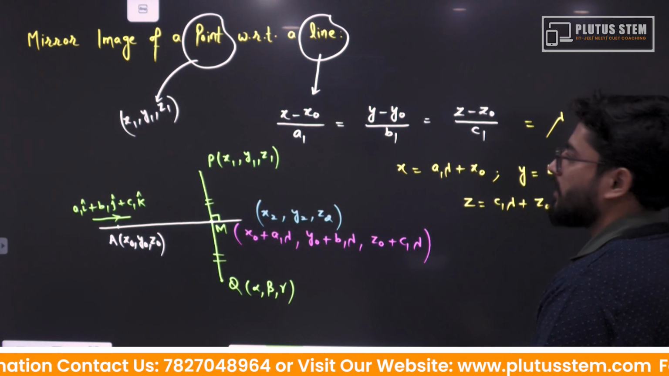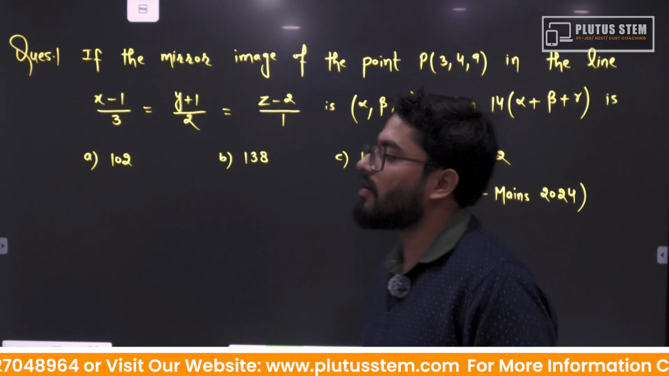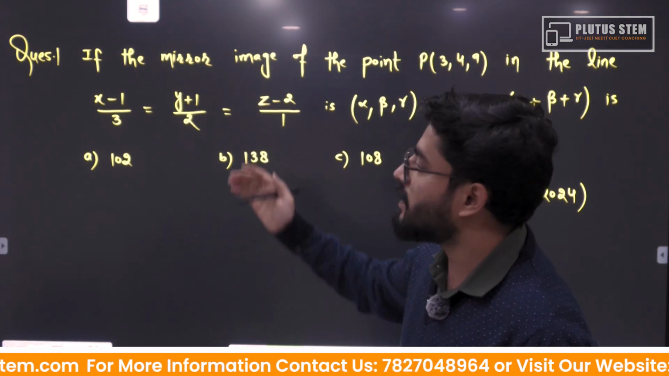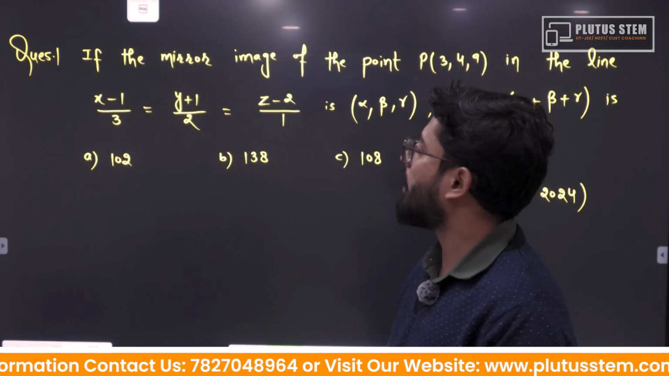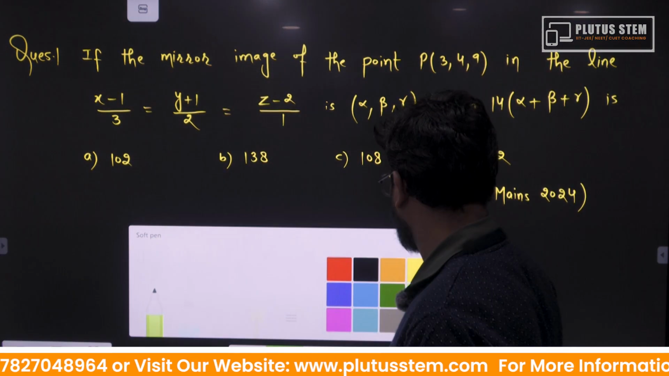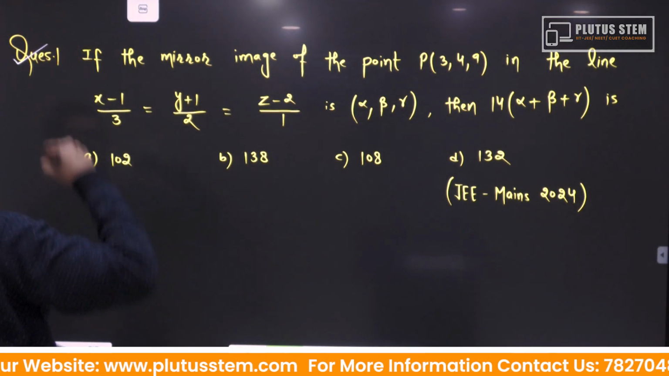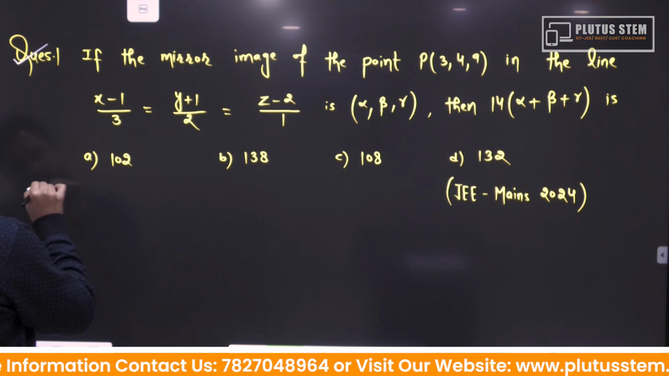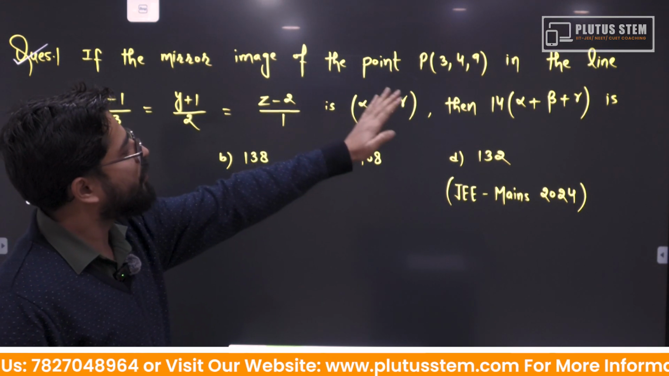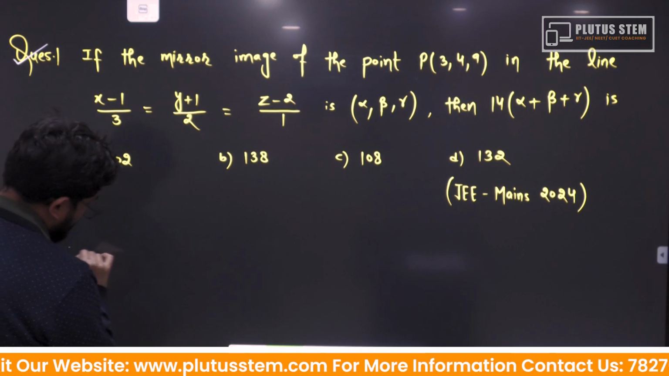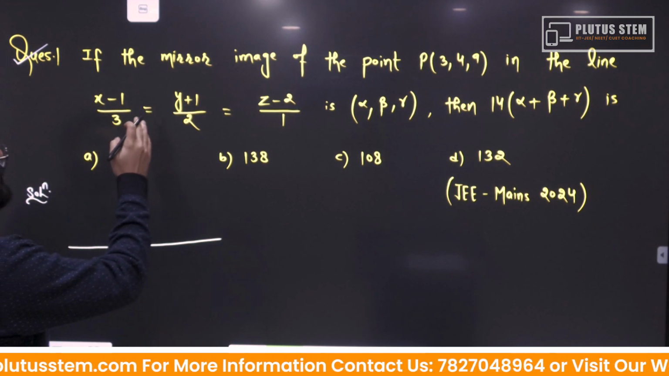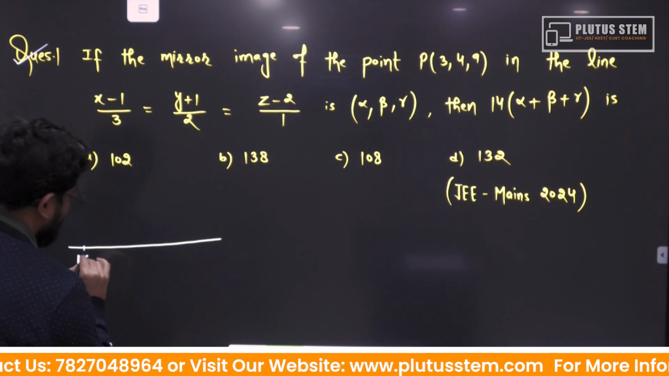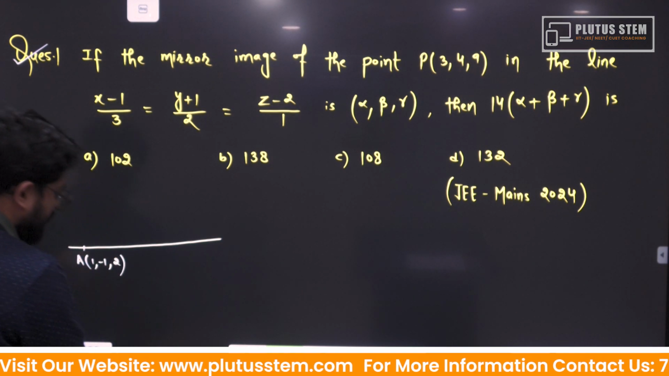Clear? Okay then. This concept is very important. Based on that concept, we are finding the mirror image of a point with respect to the given line in this question, and that is a question from your PYQs. So you have a line. The line passes through 1, -1 and 2. Let's say that point is A.